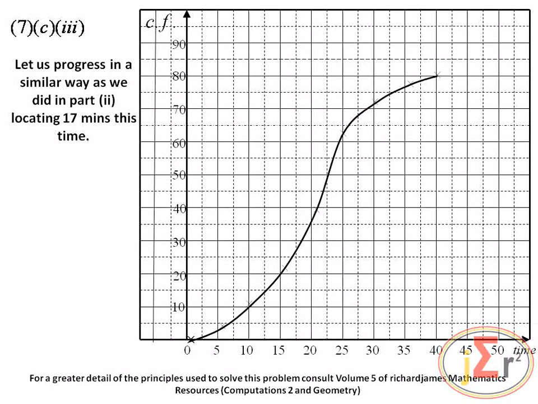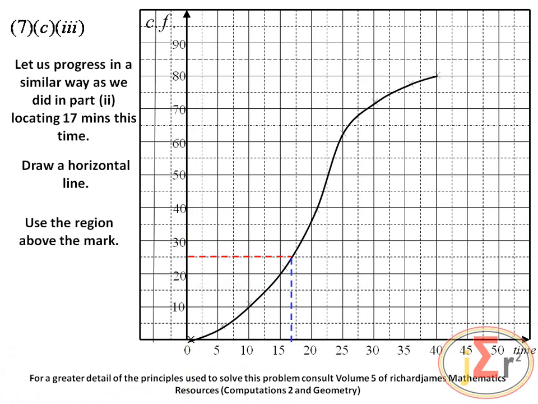So we need to find now the probability that a student chosen at random from the group waited for more than 17 minutes. More than 17 minutes. So we go to 17 minutes and draw a line to meet the curve. Then what do we do? Draw a horizontal line. And what do we have?